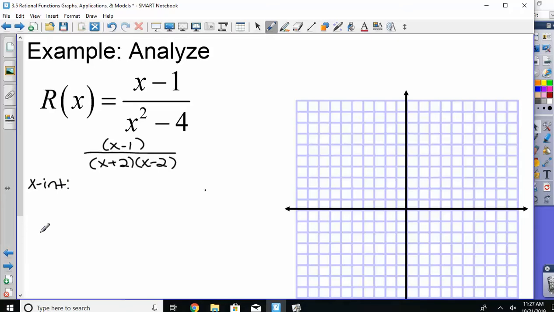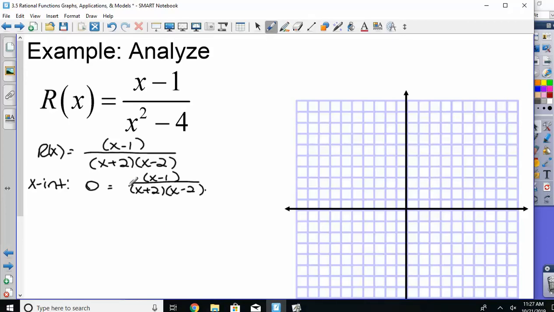X-intercepts. So x-intercepts are the x values where y equals 0. Okay, let's talk about that for a second. R of x is like your y. So to find your x-intercept, you're really just plugging in a 0 for your y. Now if you wanted to solve this, probably the first thing you would do is multiply over your denominator to get rid of the fraction.